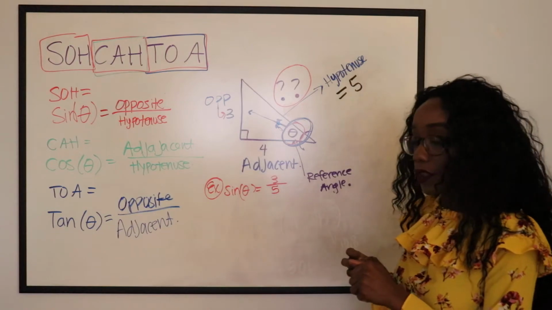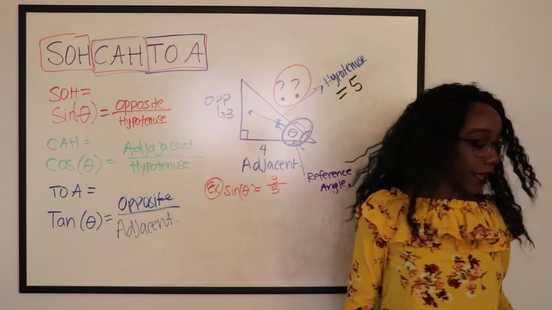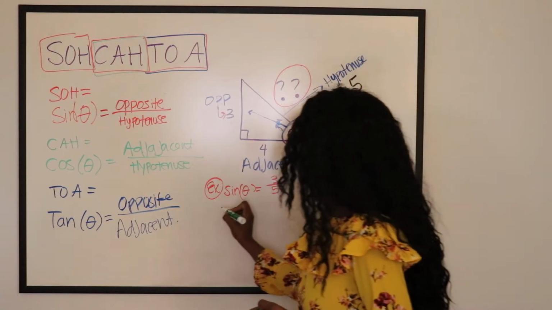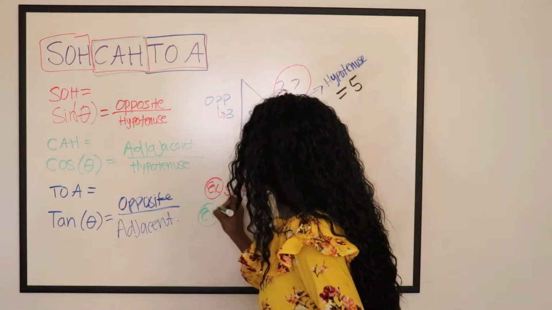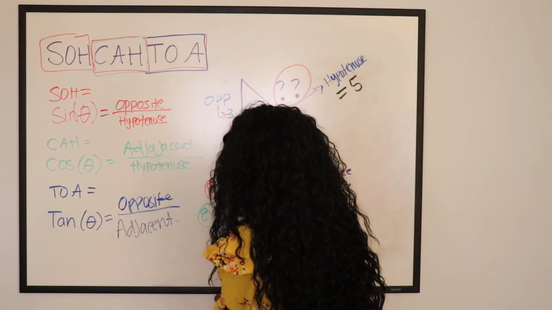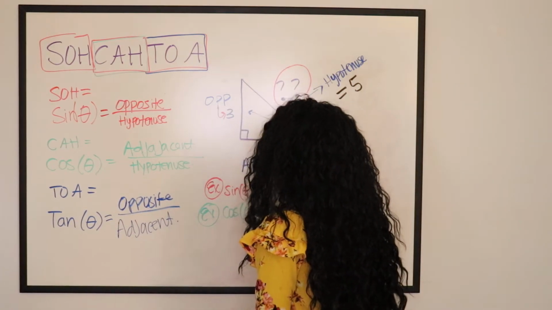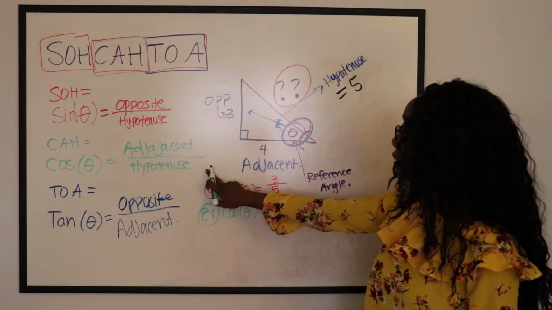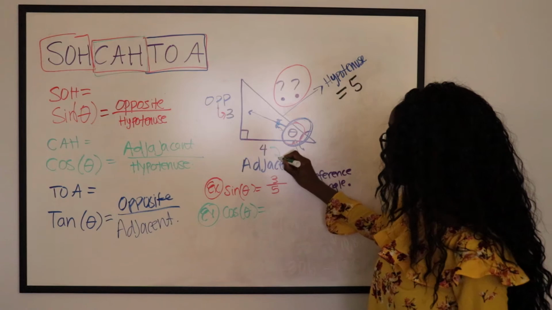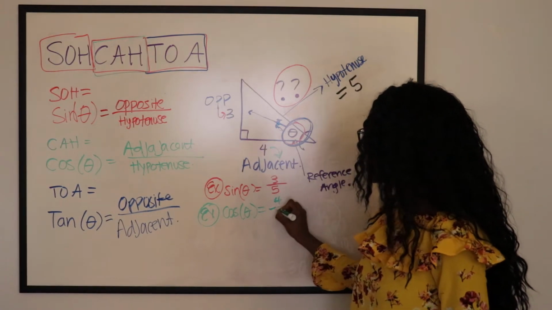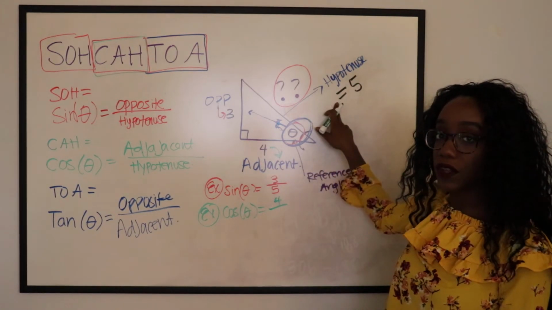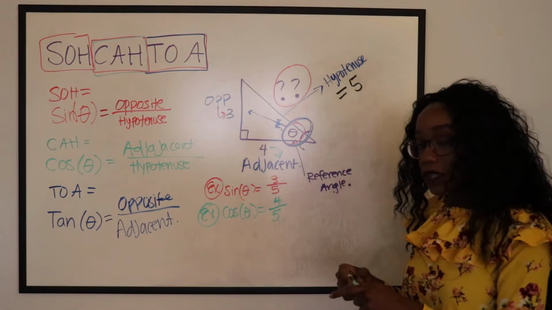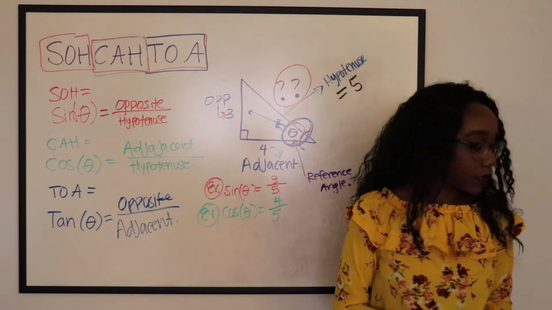Okay, now let's move on to cosine. What is our cosine? Cosine is going to be the adjacent over the hypotenuse. So in this case, adjacent is 4. So it's going to be 4 divided by the hypotenuse. Again, we figured out that was 5. So it's going to be 4 divided by 5. We have one last one.